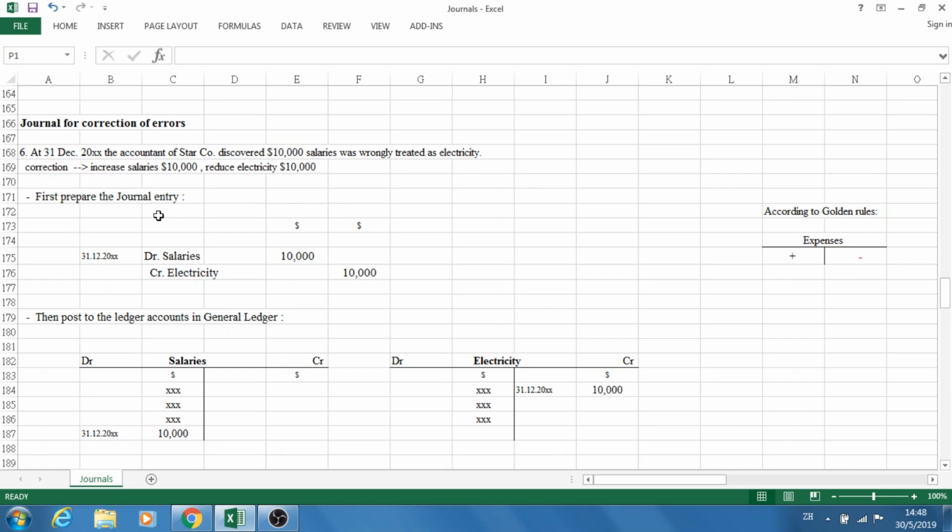First, prepare the journal. Date, debit salaries 10,000. Credit electricity 10,000. Then follow this journal entry to post to the ledger accounts in general ledger. Debit salaries 10,000. Credit electricity 10,000.